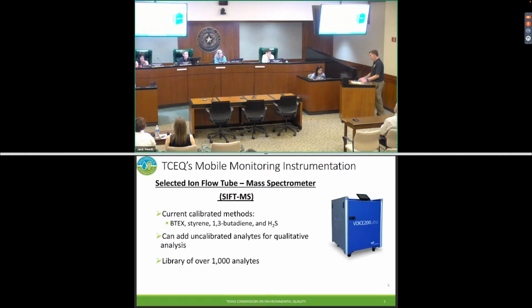Moving into the two vehicles we have in Austin, the one vehicle that I showed you in the picture before with that tow trailer carries the Select Ion Flow Tube Mass Spectrometer, the SIFT unit. This is a near real-time monitoring device, but it's unlike the DUVAS, which can collect while in transit. This one, usually we have to have it at a stationary location to collect data.